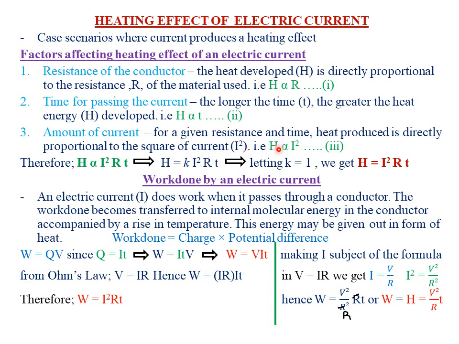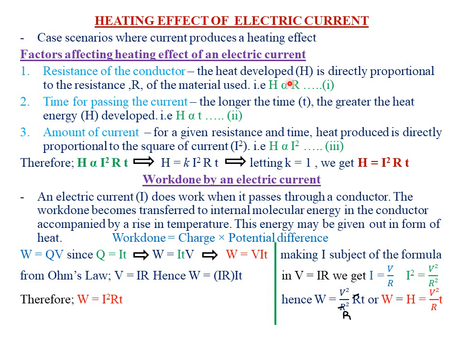Therefore, the heat developed, that is the electrical energy which is lost in form of heat, is directly proportional to the square of the current passing through that particular conductor. So the higher the amount of current, the more the resistance, therefore the more the electrical energy that will be converted into heat energy, hence more heat energy will be produced.